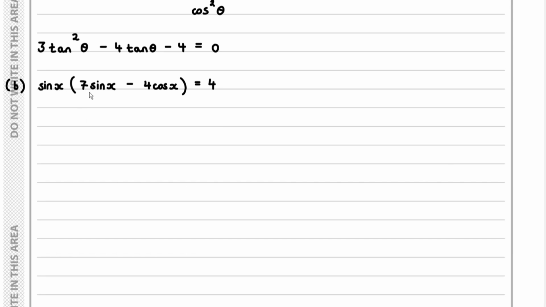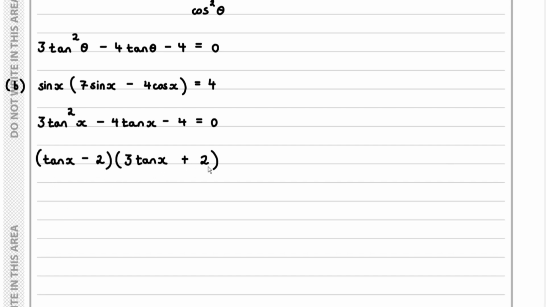sin x multiplied by 7 sin x subtract 4 cos x equals 4, and using the result from part A we have 3 tan squared x subtract 4 tan x subtract 4 equals 0. We can factorise this quadratic in tan. So we have tan x subtract 2 multiplied by 3 tan x plus 2, and this is equal to 0, which means tan x is equal to 2, or tan x is equal to negative 2/3.